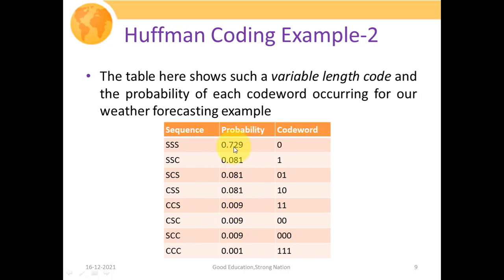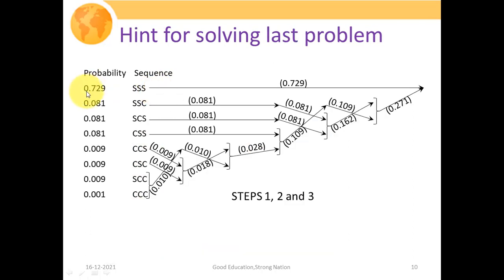If you closely observe, they are already arranged in descending order of probability. So we have arranged them in decreasing order of probability, that is 0.729, 0.081. These are already given in decreasing order of the probabilities, and these are the associated symbols. That is, all 3 days sunny, the associated probability is 0.729. For sunny and cloudy, the probability is 0.081, and similarly for all 3 days cloudy weather, that probability is 0.001.